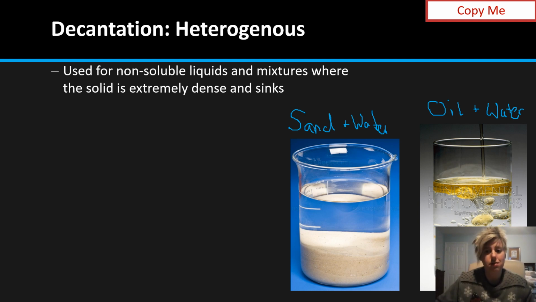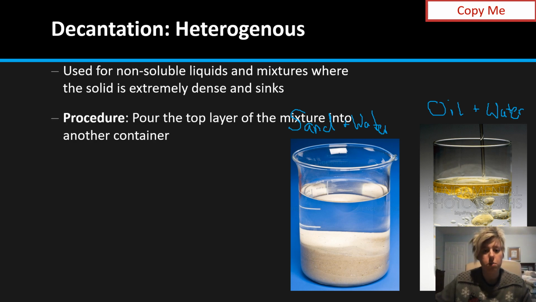Now, to decant, by definition, means to pour. So when you're using decantation, you are pouring one of the layers out. And the key thing that you actually have to do here is you actually have to let the layers settle. So you're really doing sedimentation for a few minutes before you decant. So the procedure, pour the top layer of the mixture into another container. Oh, let's just erase this because it's in the way. And that's the key thing. You actually have to have layers forming here. And what you're doing is you're just removing the top layer and you're pouring it into another container.